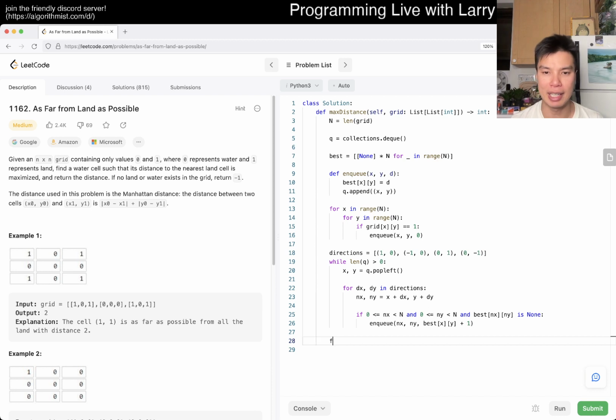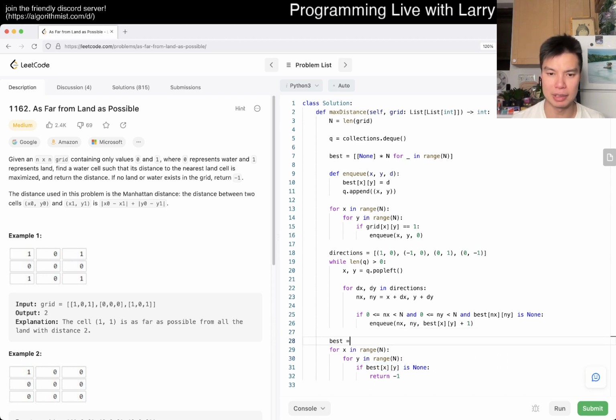And then now at the end, for x in range of n, we want to handle the case with no land or water. How do I return -1 there? Basically, we want to find a water cell. Okay, so basically if this is None, then we return -1. I think this actually returns on the first thing. Well, it's either that or there.